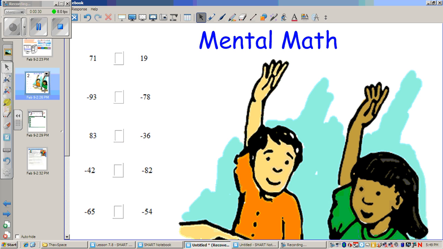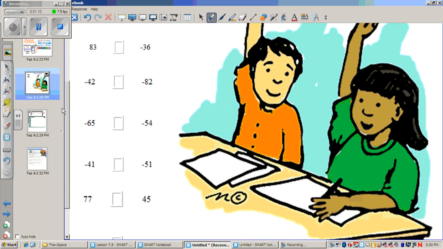In our mental math today, all I want you to do is put in whether it's greater than or less than. Obviously when they're both positive, we're just looking at them saying which one is greater. So if I look at this one here, obviously 71 is greater than 19. Now remember, if I have negative 93 and negative 78, negative 93 is less than negative 78, okay? Even though we talk in terms of money, remember on the number line, if it's to the left, it is less, okay?